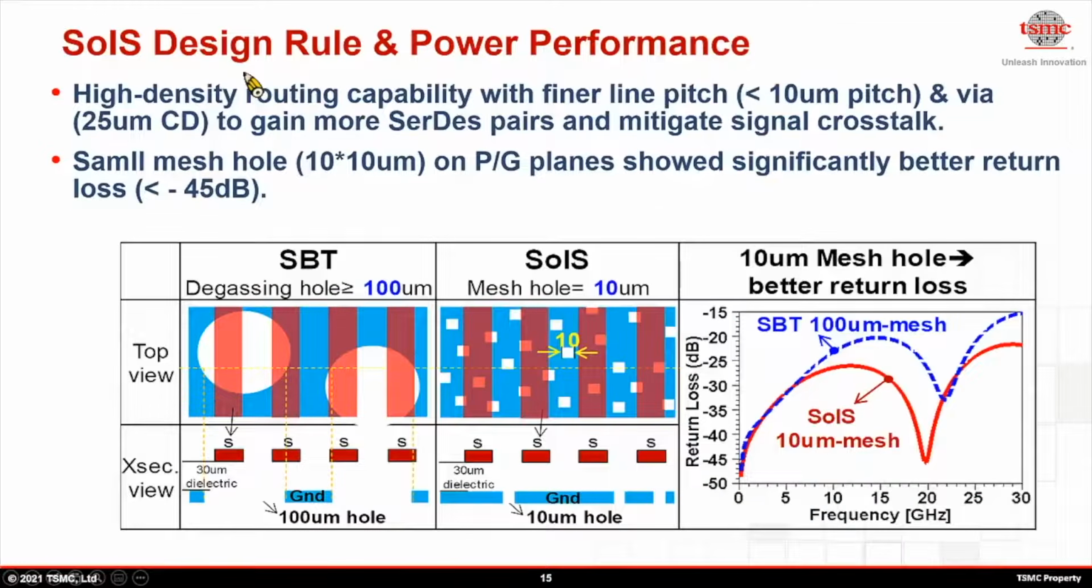SoIS has another advantage over conventional substrate, which is the high density routing capability with finer line pitch, which is in general less than 10 micron pitch, and via size to gain more SerDes pairs and mitigate signal crosstalk. A much smaller mesh hole on power ground planes showed significantly better return loss.